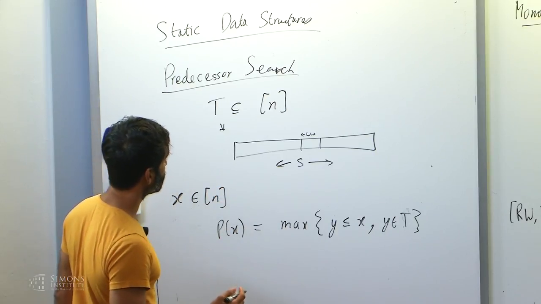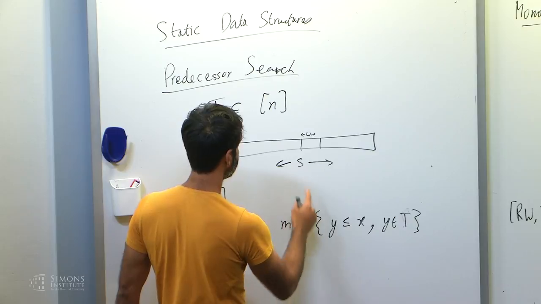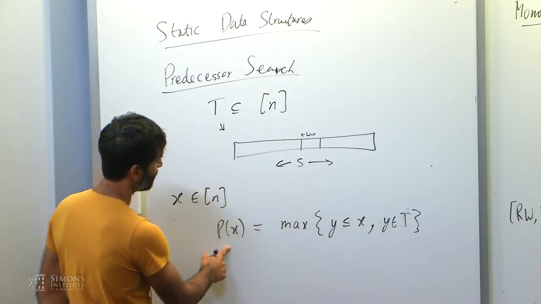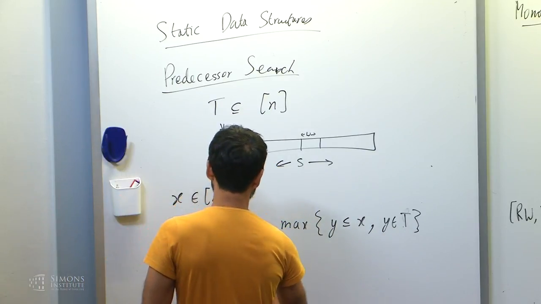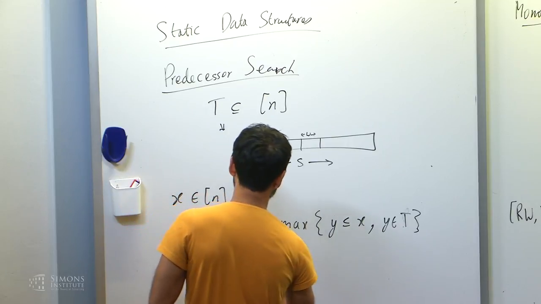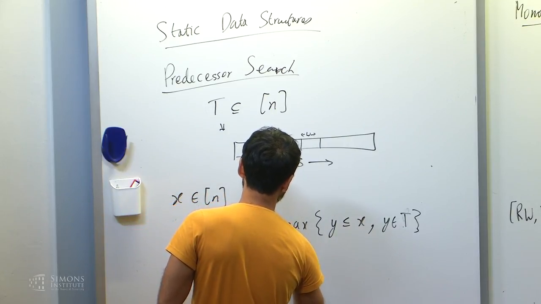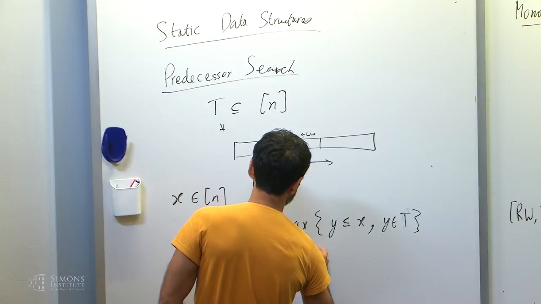And what we care about is we want the space used here to be small, and we want the running time used to compute P of X to also be small, where here the running time is just the number of queries made into this data structure.